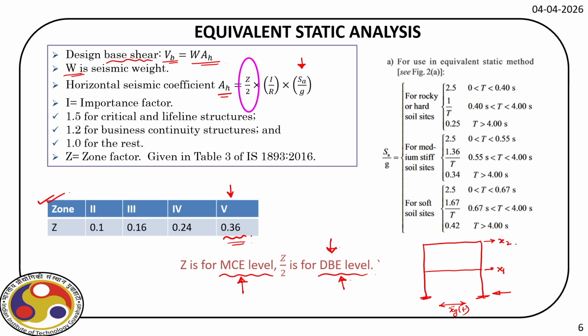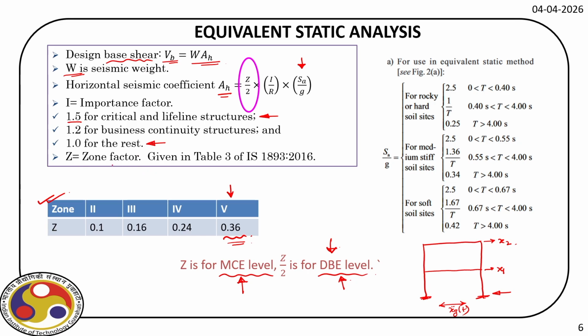Now, importance factor as per this code has 3 options: 1.5 for critical and lifeline structure. For example, if you have a hospital building to design, then for that, this importance factor is 1.5. Now, it is 1.2 for community structures and 1 for the rest. So, we will consider 1 for our analysis.